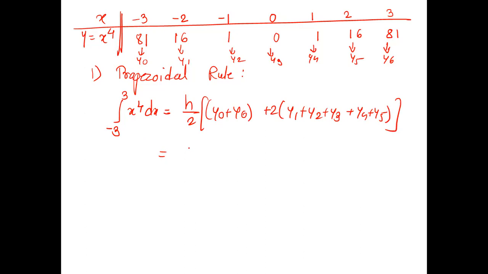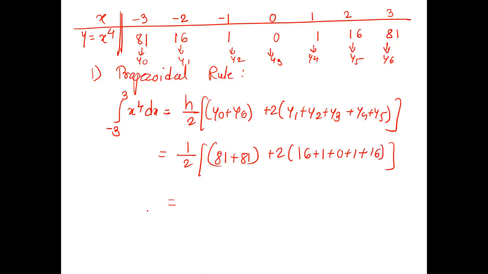Solve this. h is 1, 1 by 2, 81 plus 81 plus 2 times 16 plus 1 plus 0 plus 1 plus 16. Do it. 115. Okay, correct. Your answer is 115. Everyone, please check this. Is that correct? Yes, ma'am. Good. Go with Simpson's 1/3.